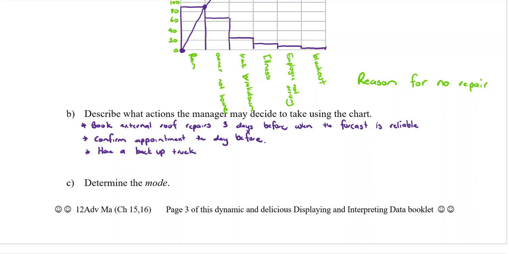Okay. Illness. Yeah, probably can't do much about it. Well, that's probably enough. We only need a few reasons. You'd have calling people, right? If someone's sick, you should have extra staff on call for sickness. Okay, that's enough. Part C, determine the mode. Most occurring. Rain was the highest one.